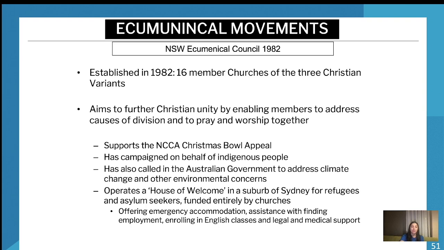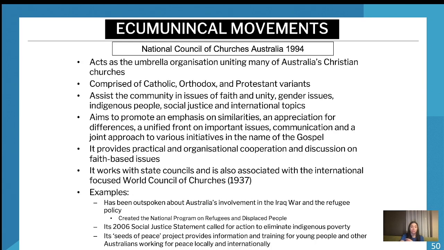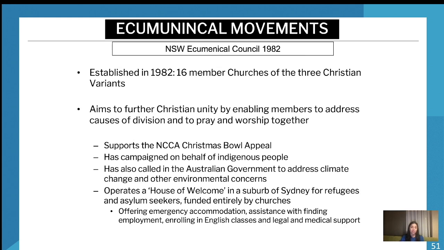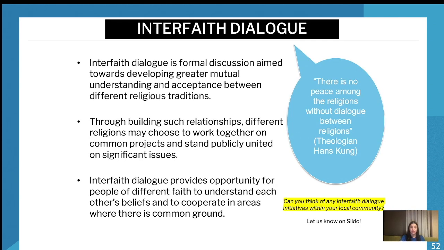So the National Council of Churches is for all of Australia, while the New South Wales Ecumenical Council of 1982 is 16 member churches of the three Christian variants, and it aims to further Christian unity by enabling members to address causes of division and to pray and worship together. So it still very much is kind of mimicking the National Council, but it's specifically within the state. And again, there's the 16 member churches. So an example is that they have called on the Australian government to address climate change and other environmental concerns. So they're putting aside their differences and using their similarities for social change and for the better of others.